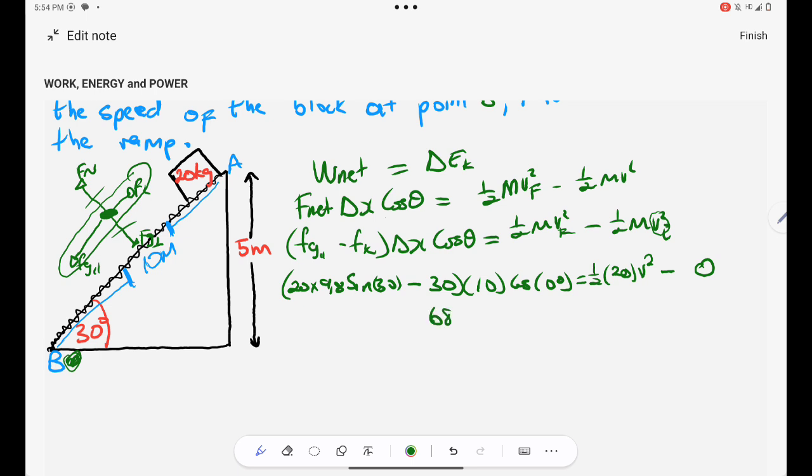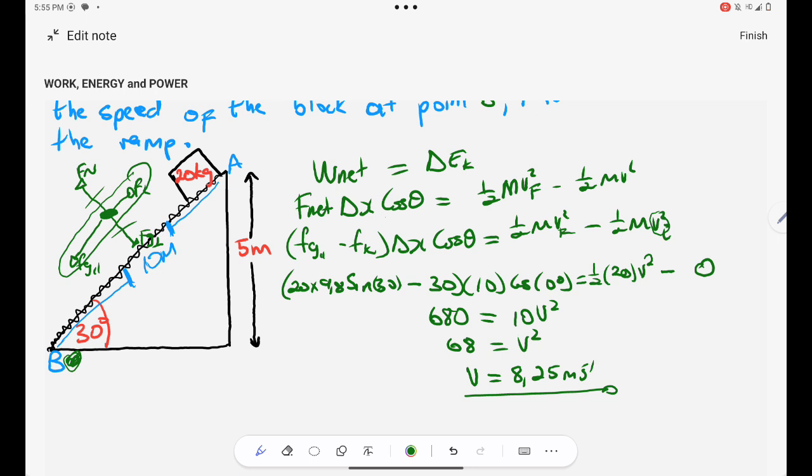That's just 680 is equal to 10 v squared. If you divide both sides by 10, then you'll find that v squared is equal to 68. And then the square root of 68 will simply be 8.25 meters per second. That's how, guys, you're supposed to find your speed by just using work-net.